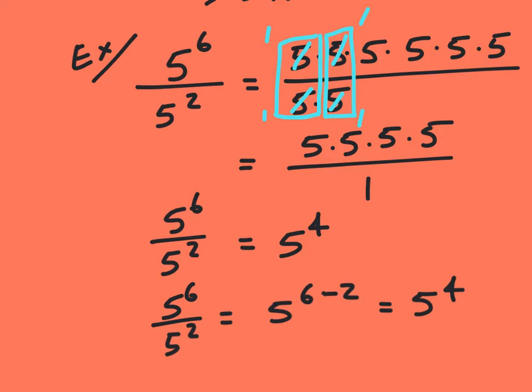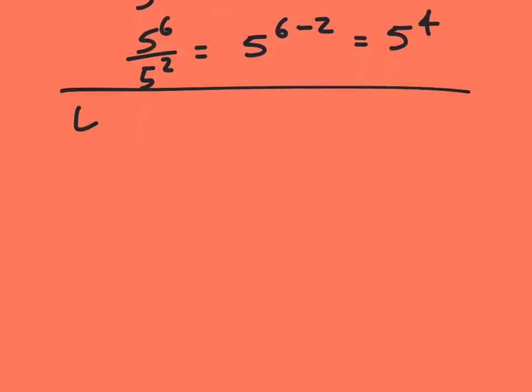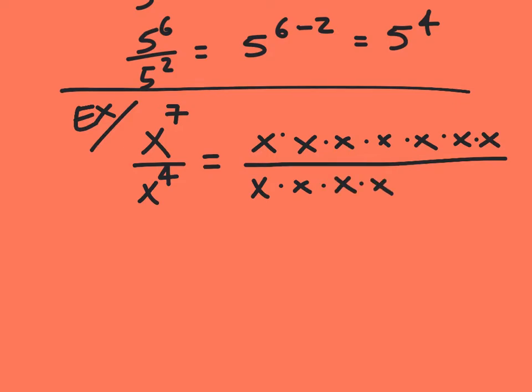All right, now let's extend this concept to variables. Let's do another example here. Let's say I've got x to the 7th power divided by x to the 4th power. What I can do here is expand this out. Let's say I've got x times x times x times x times x, 1, 2, 3, 4, 5, 6, 7 of them. Divide that by x to the 4th, 1, 2, 3, 4.